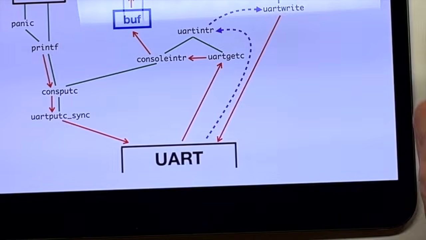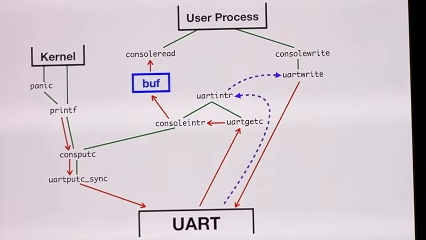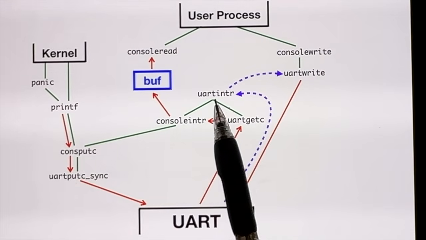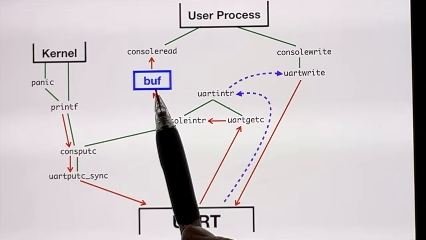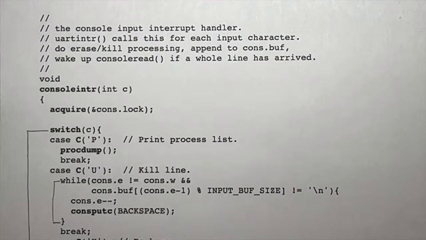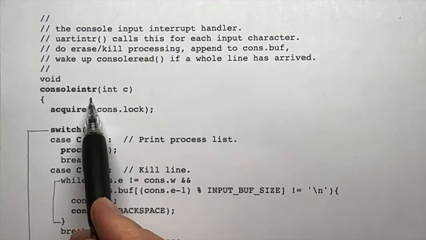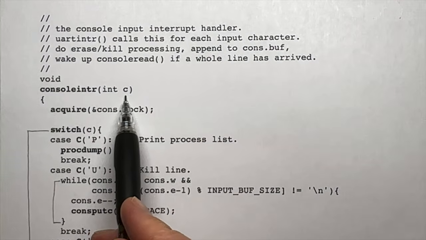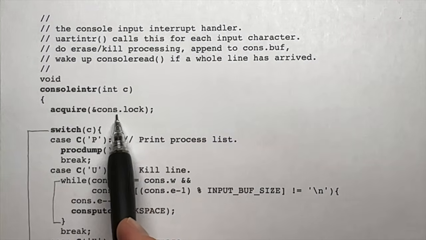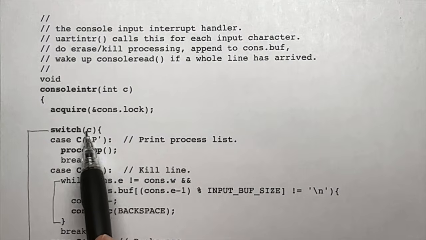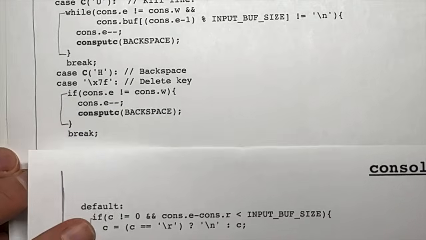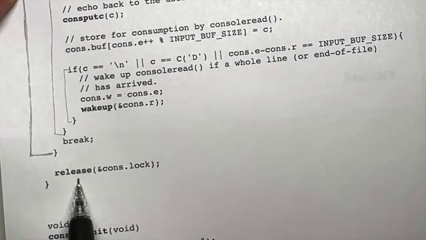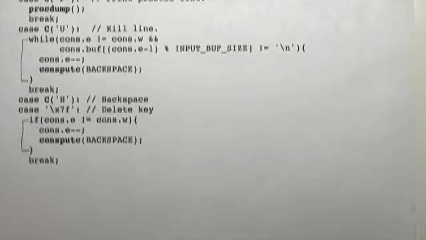Okay, now let's look at how user input is processed. Whenever the interrupt handler, that's UART interrupt, sees a new byte coming in, it calls console interrupt to put that byte into the console buffer. Here's the console interrupt function, which is passed the incoming character. First, it acquires the lock on the buffer. Then it looks at the byte with this switch statement and adds it to the buffer. Then down here, it releases the lock and returns. Let's go through these cases.